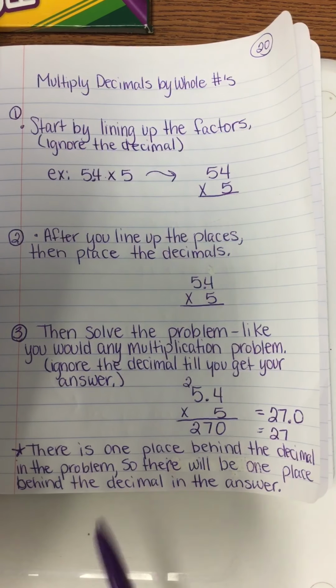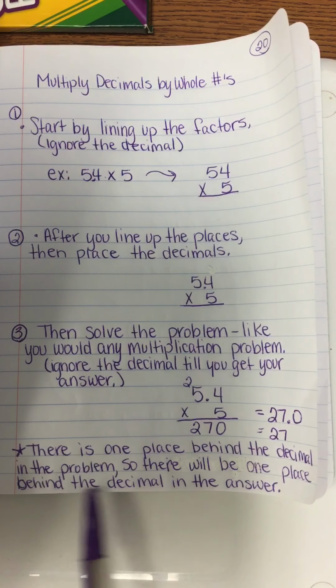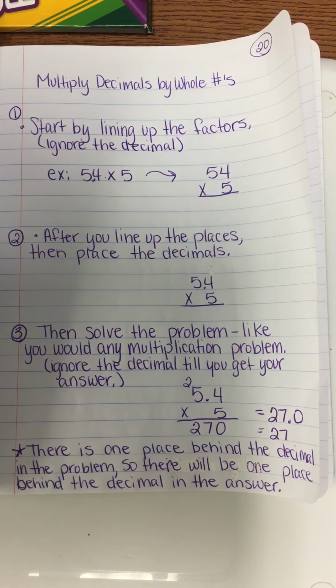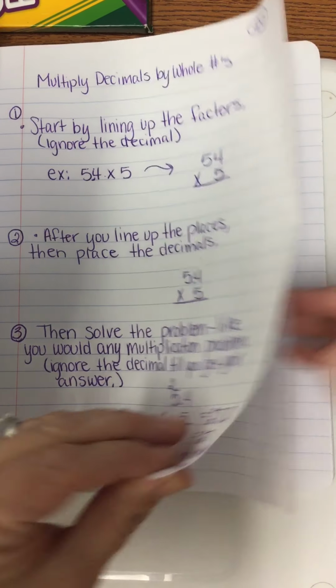Okay, so since there is one place behind the decimal in the problem, there will be one place behind the decimal in the answer. It goes in the exact same spot. Okay, so let's do some practice problems.